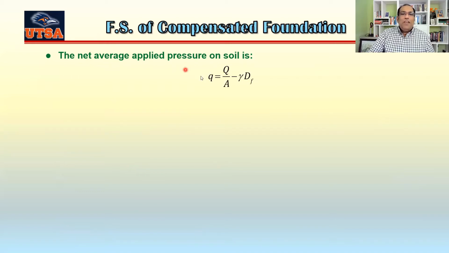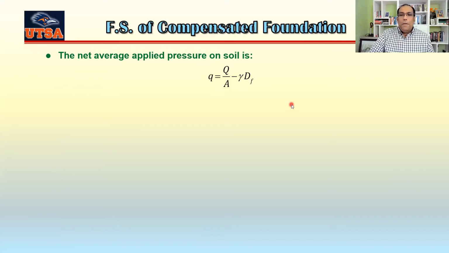So we are talking about the factor of safety of a compensated foundation. The net average applied pressure on soil is q = Q/A - γDf. That's the pressure you are taking off by cutting your soil, and this is the pressure that's coming from the structure. Now if it is a fully compensated case, then this one has to be 0.